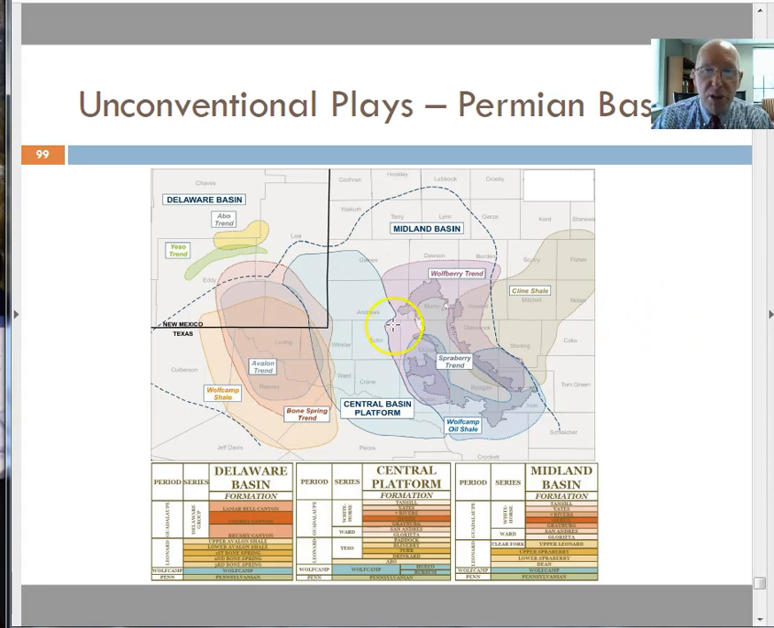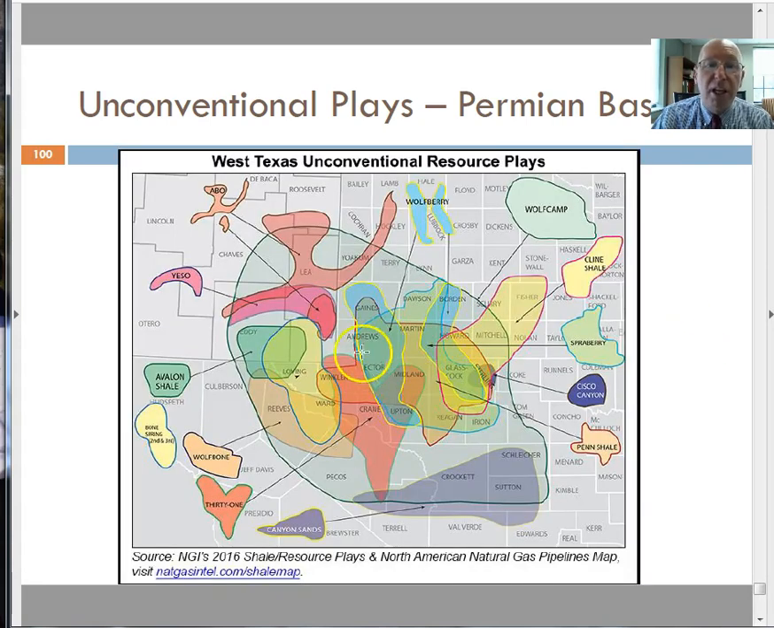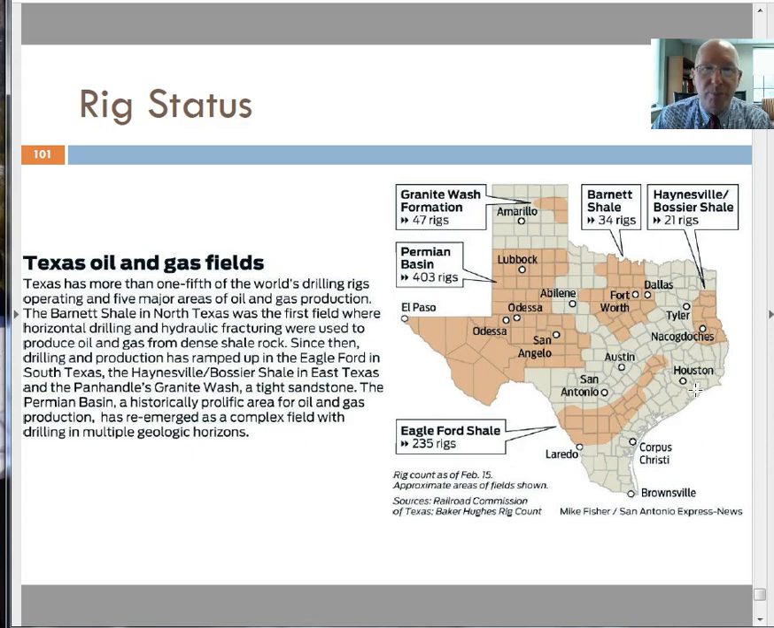So I expect you to know those basic facts about the Permian Basin. Again, just to reemphasize, this is where a lot of the things are happening. I was going to have you read, but decided not to, a USGS geological report. And basically it says there are decades of oil in the Permian Basin in these unconventional plays to be produced. So there is a lot of oil there.